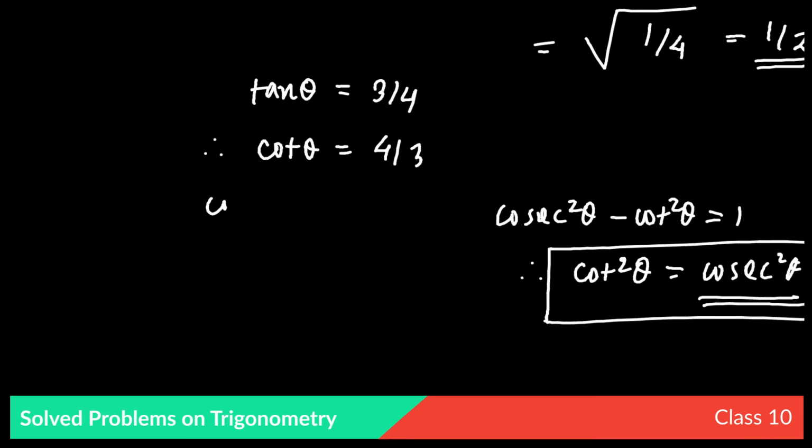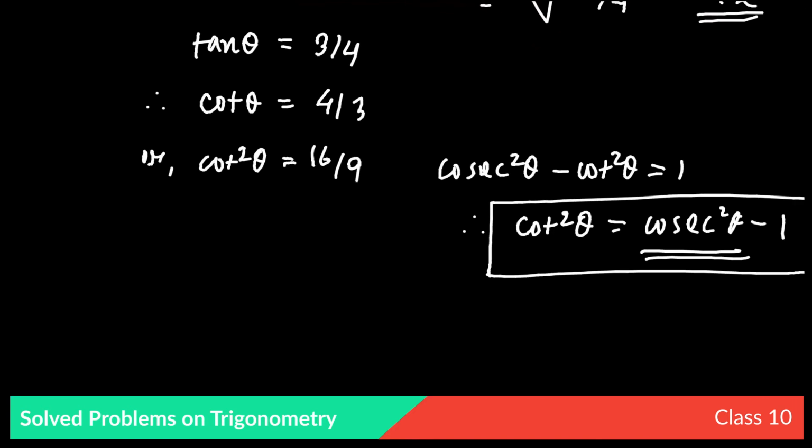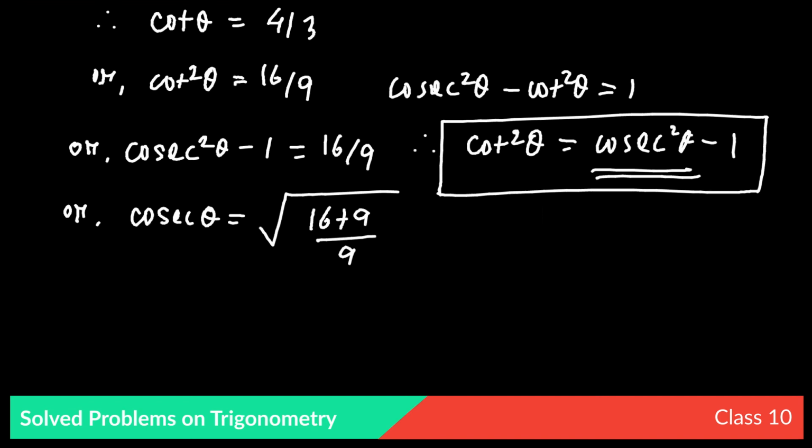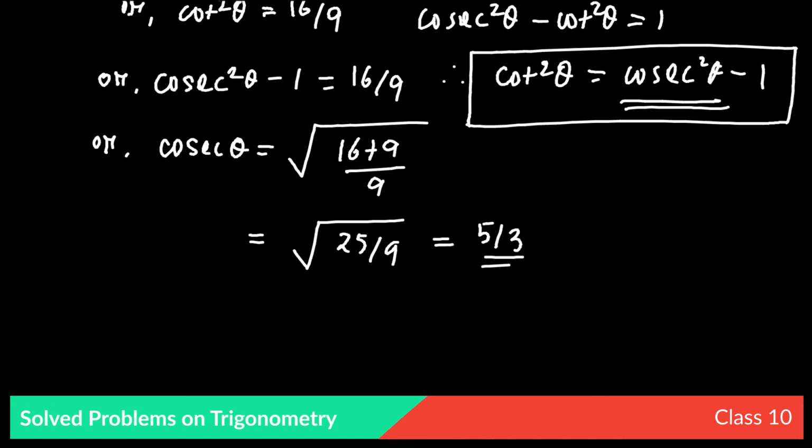Squaring both sides, cot square theta equals 16 by 9. Now instead of cot square theta, cosec square theta minus 1 equals 16 by 9. From this we can find the value of cosec theta. Cosec theta is root over 16 by 9 plus 1. 16 by 9 plus 1 means (16 plus 9) by 9, so it is root over 25 by 9, that is 5 by 3. So we have got the value of cosec theta as 5 by 3.